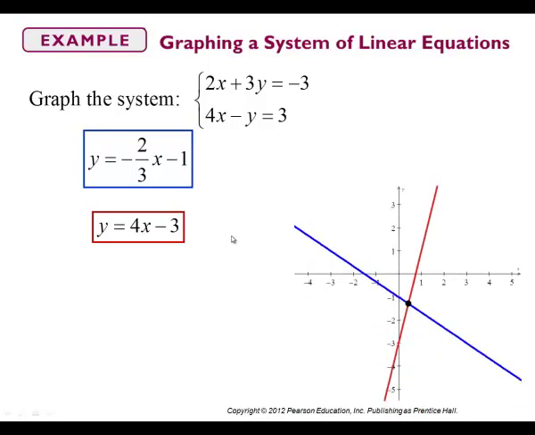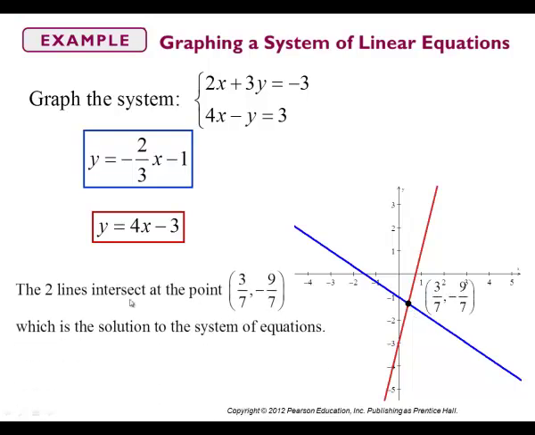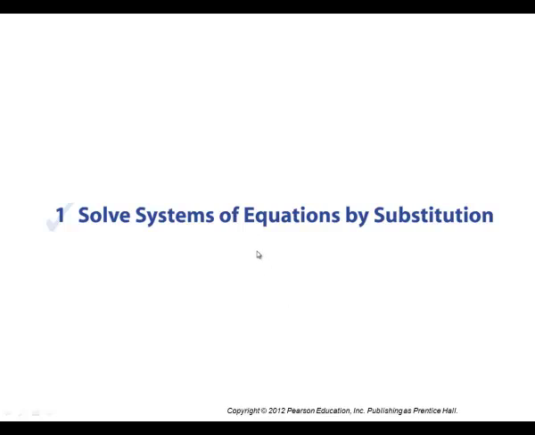So if we go to graph that using the slope-intercept method, we get a solution at a certain single point. So we can see that the two lines intersect at the point 3/7, negative 9/7, which is the solution. These are independent equations, and you have a single solution of 3/7 and negative 9/7. So that's using the graphing method.